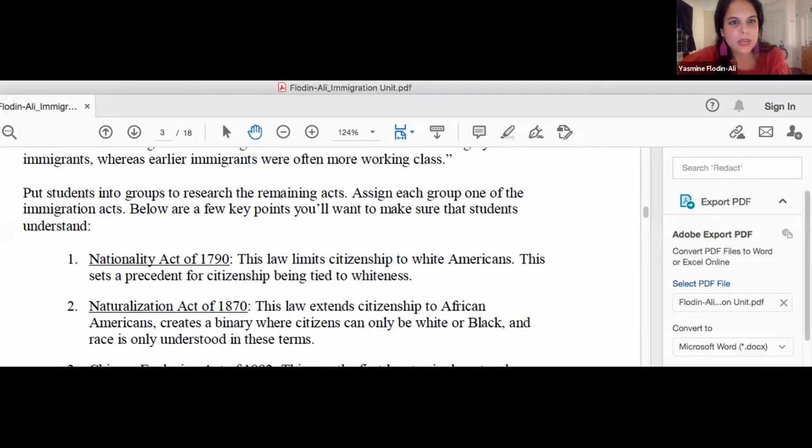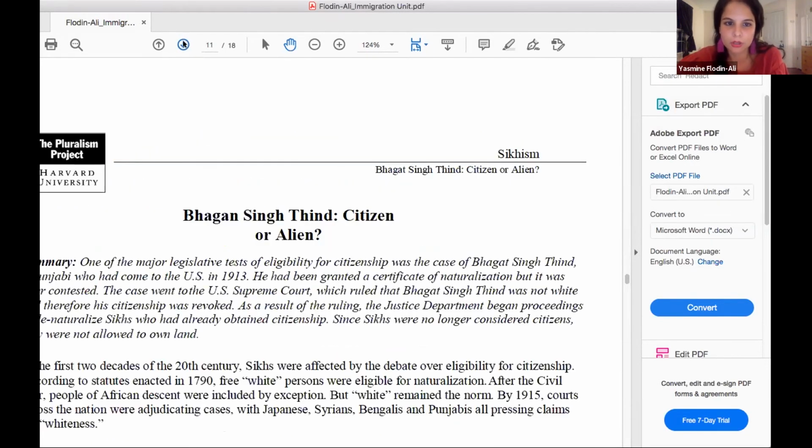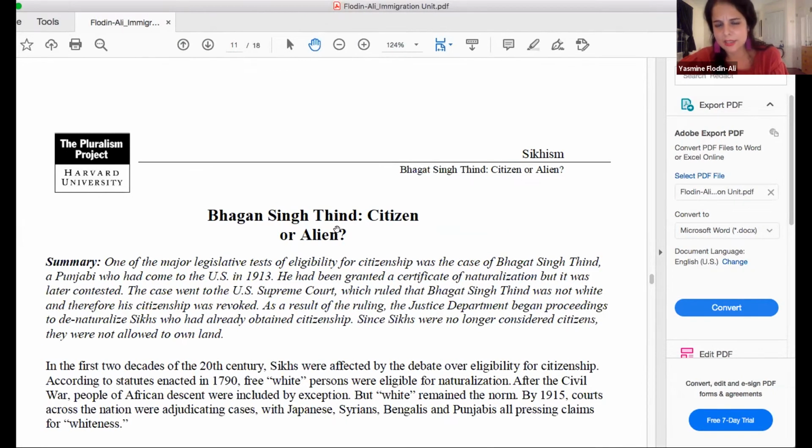And we have an activity where students will be looking at some primary sources that are put in context by articles. So one of these is on the case of Bhagat Singh Thind and the question of, is he a citizen or an alien? This ended up being a Supreme Court case in 1923, which led to the 1924 law that restricted immigration and said that Asians were not really able to be citizens.